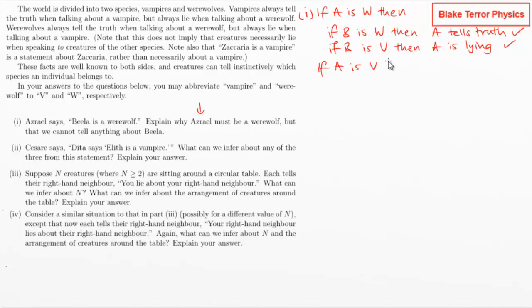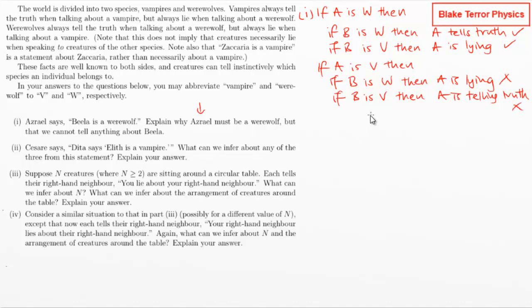So if A is V, then we've got our other two options. If B is W, then A is lying because they're talking about a werewolf when they're a vampire. So they would have to be lying by saying that B is a werewolf when B is a werewolf. So that doesn't work. If B is V, then A is telling the truth. That is telling truth, which is also a contradiction. So there we go. We've laid it out.